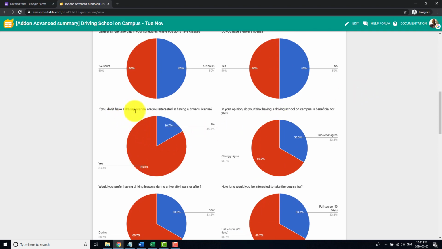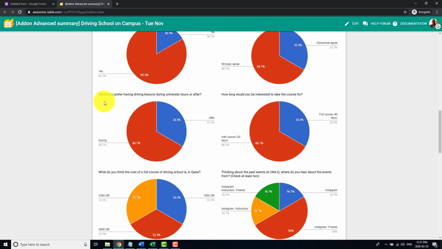If you don't drive, are you interested in having a driving license? 83% said yes. Well, that just makes sense. So this is how your survey was answered. Would you prefer having driving lessons during university hours or after hours? 2/3 say they want driving lessons during hours. They don't want to come in early and they don't want to stay late. That's very important in your service. So when you make your recommendation, when should this business be run? During school hours. 2/3 want it during school hours.